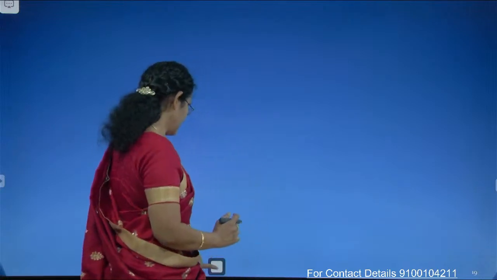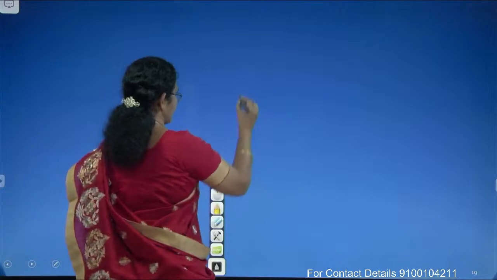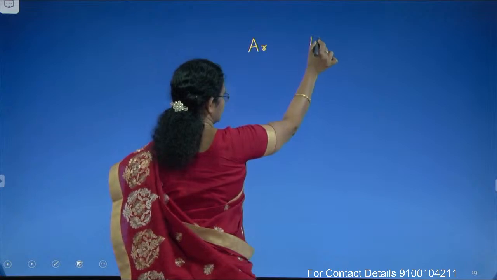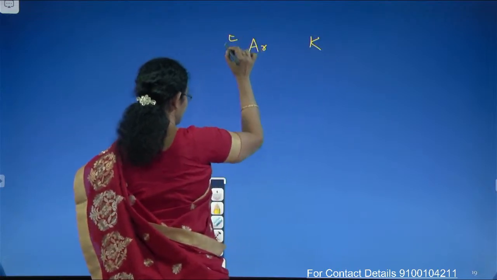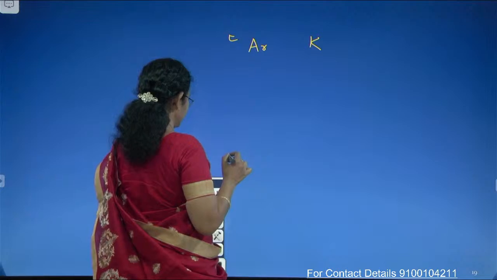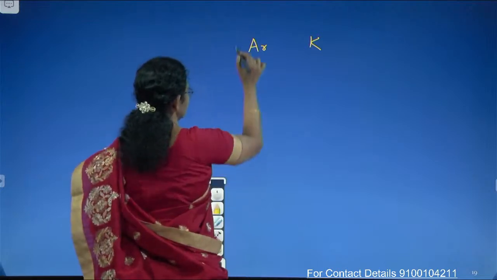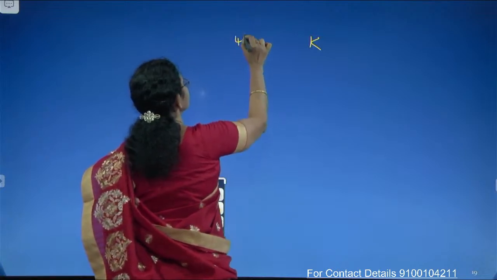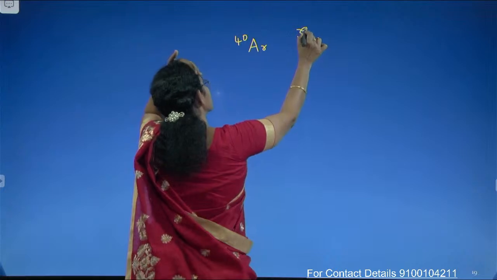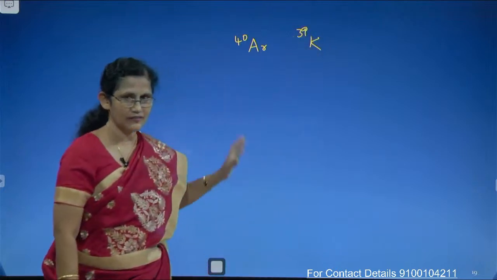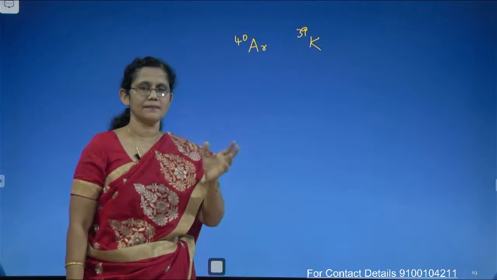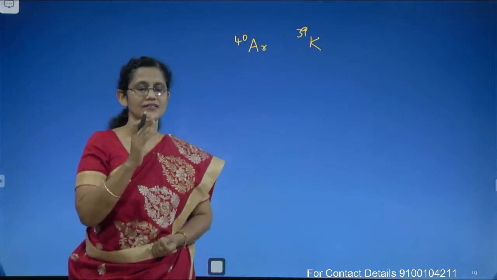If I take for example argon, potassium, see here atomic weight 40, 39. Instead of increase in atomic weight, there is a decrease in atomic weight. So, like this, here and there at some places there is a decrease in atomic weight.